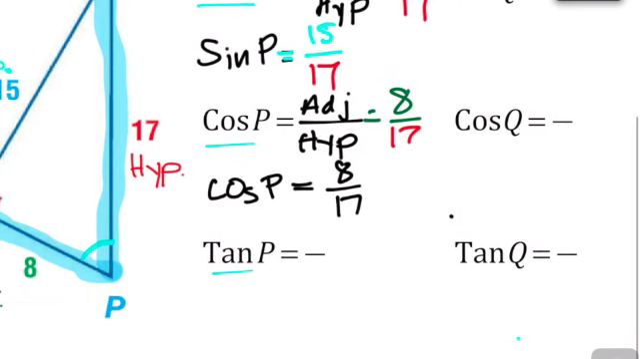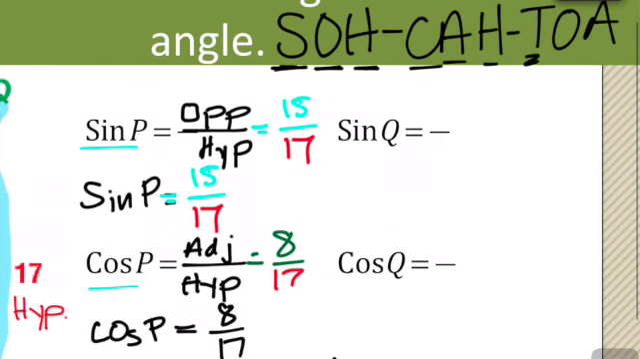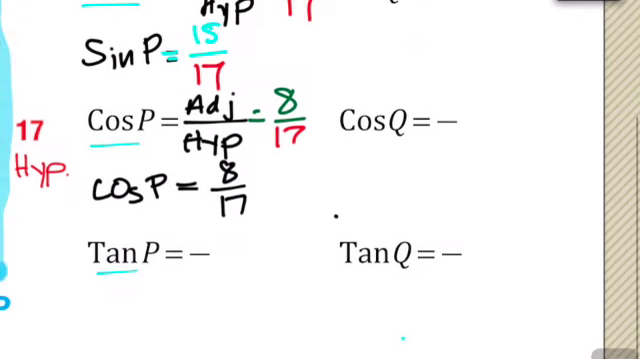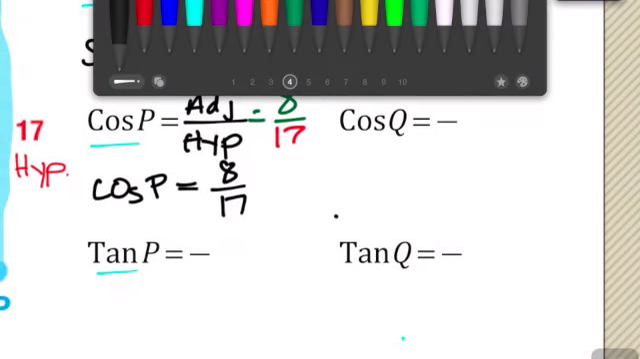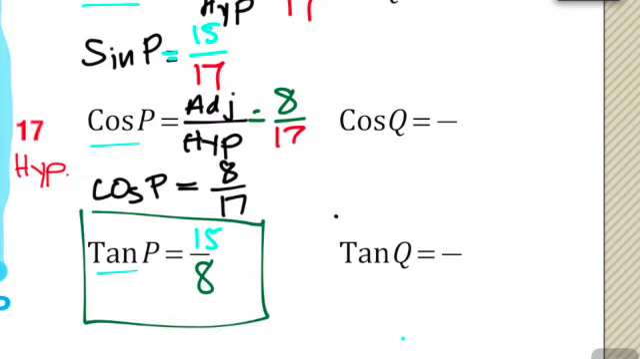Now let's look at the tangent. The tangent is the T. My tangent is the opposite over the adjacent side. So tangent of P is the opposite, my opposite side is 15, and my adjacent side we know is 8. So now I know my tangent of P is 15 over 8.